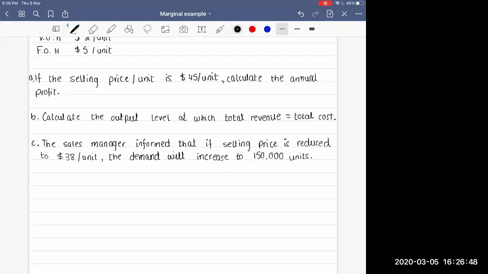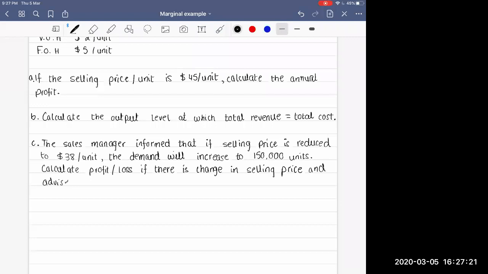Calculate profit or loss if there is change in selling price. And advise the directors whether the change should be acceptable.